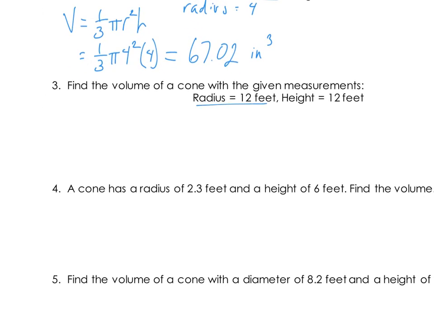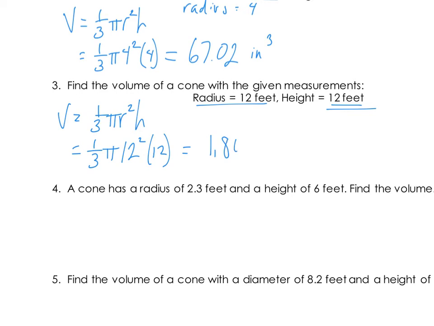All right, what do we know here? Radius is 12. Height is also 12. All right, 1/3 pi r squared h. So 1/3 times pi. Radius is 12, so 12 squared, that's going to be 144. We're going to multiply that by the height of 12. Let's see, 1,809.56. We're in feet, so these are cubic feet.